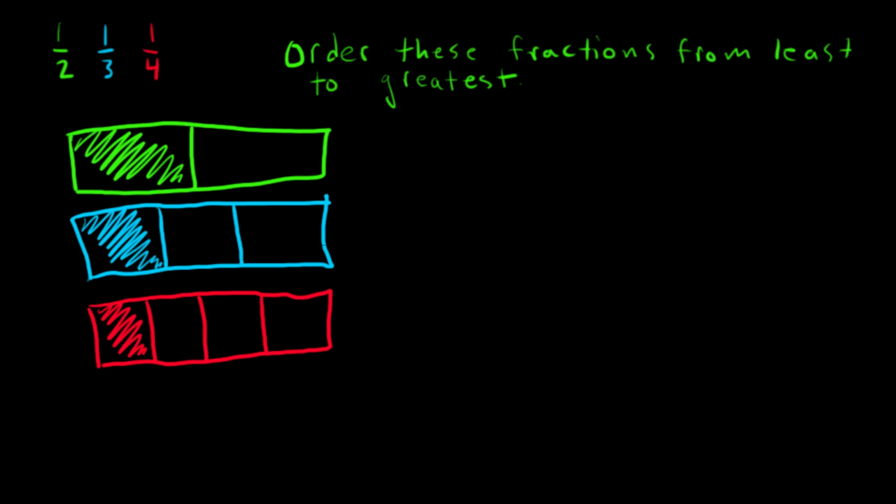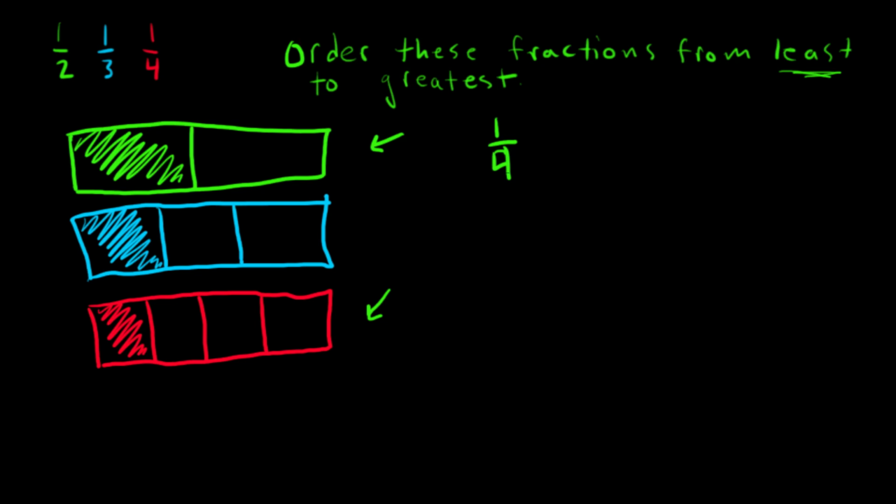Now I could be done here because I can tell from my pictures that 1/2 is my largest fraction and 1/4 is my smallest fraction, just because it takes up the least amount of the fraction strip and the 1/2 takes up the most amount of the fraction strip. So I could, since I'm ordering from least or the smallest number to the greatest number, go ahead and answer this and be finished.